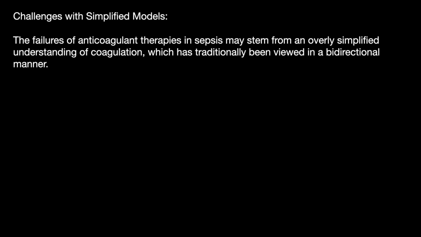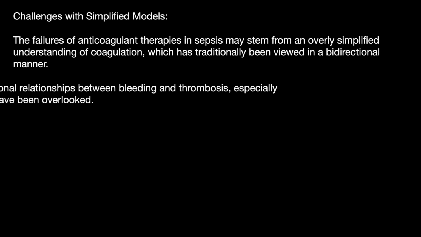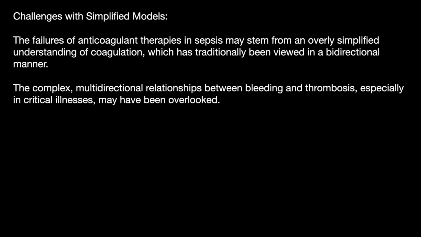Challenges with simplified models. The failure of anticoagulant therapies in sepsis may stem from oversimplifying the factors. Coagulation has traditionally been viewed in a bidirectional manner. So, the complex multidirectional relationship between bleeding and thrombosis, especially in critical illness, may have been overlooked. That is why we had failures with the trials.